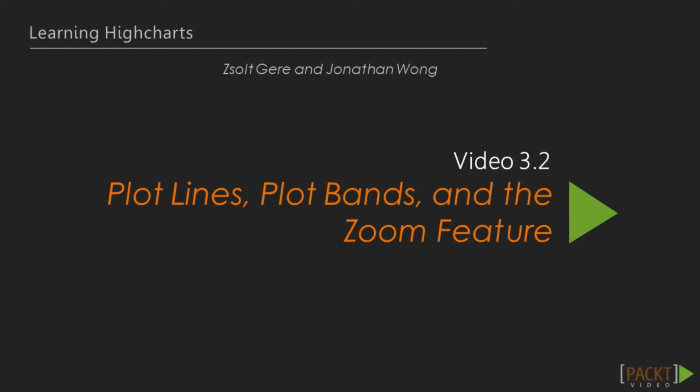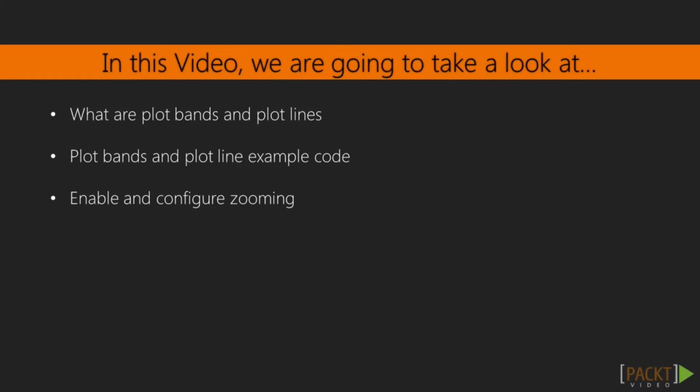We also looked at how labels can be formatted for data use. In this video, we're going to cover the use of plot bands and plot lines, as well as the zooming feature in Highcharts. We'll start by looking at what plot bands and plot lines are for when working with charts. Next, we'll look at code examples for them. Finally, we'll look at how to enable and configure Highcharts' zooming feature.